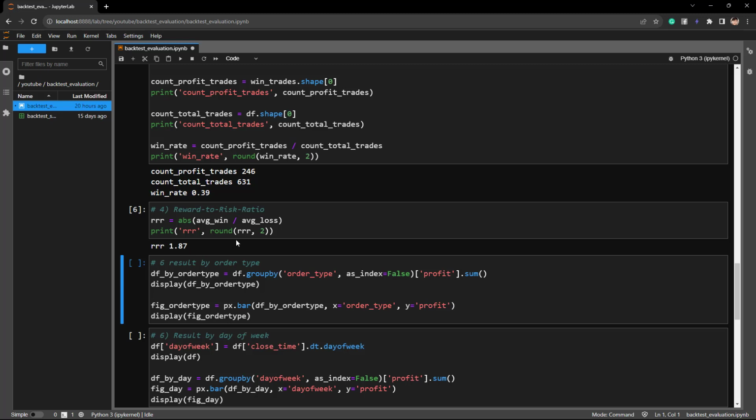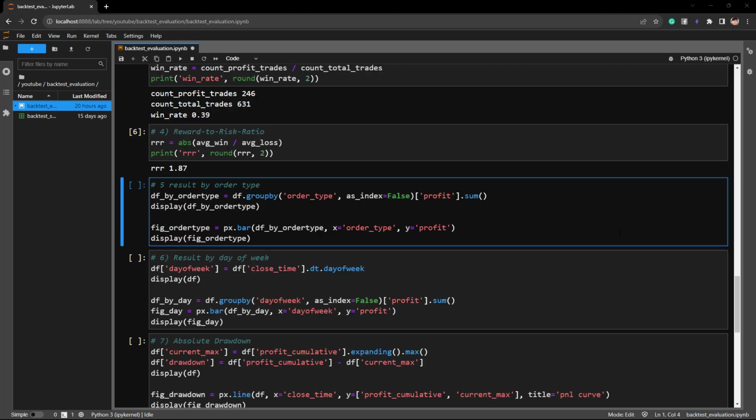So on average, we are making 1.87 times more on winners than on losers, which is a very good metric, right? So our winners are pretty big, which compensates for the low win rate.